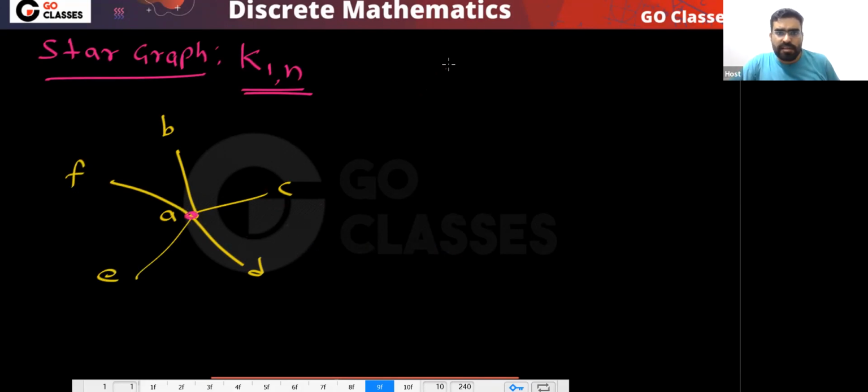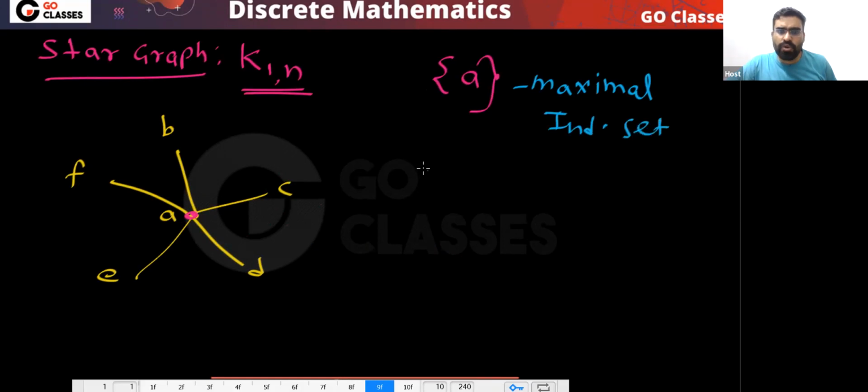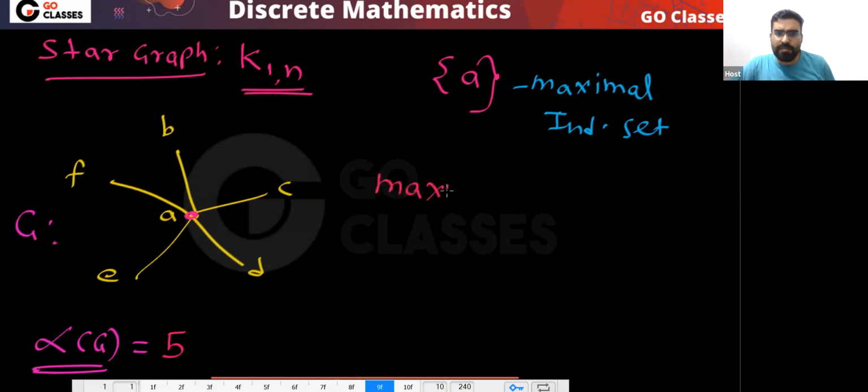Tell me, in this, can I say this is a maximal independent set? Can I add something more? Yes, this is a maximal independent set. I cannot add something more. And what is the alpha of this graph? What is the independence number of this graph? That will be 5. Because what is the largest? What is the maximum independent set?